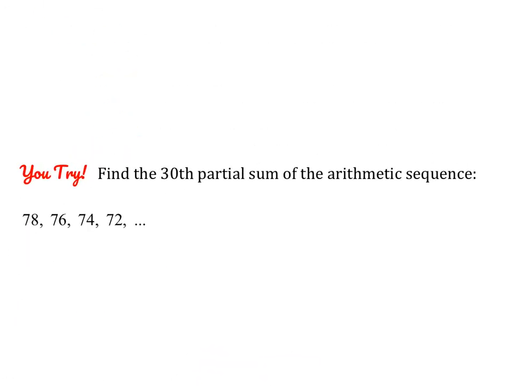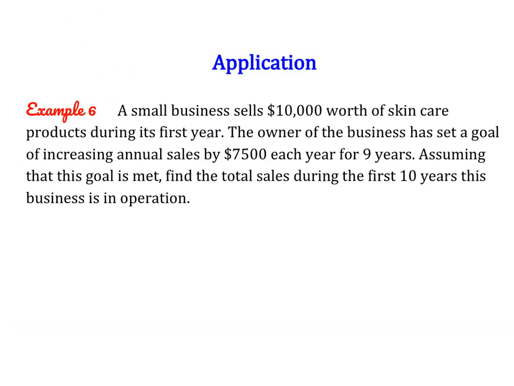Okay, so now we're going to try an application-based problem. So it's important for you to interpret what they are actually asking you to find. So here it says a small business sells $10,000 worth of their product during its first year. So the sales for year 1 is $10,000. The owner set a goal of increasing annual sales by $7,500 each year for 9 years.